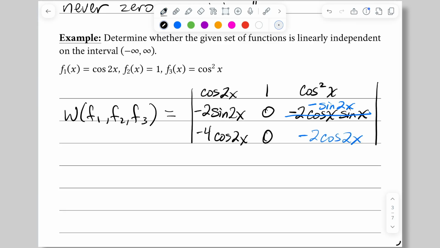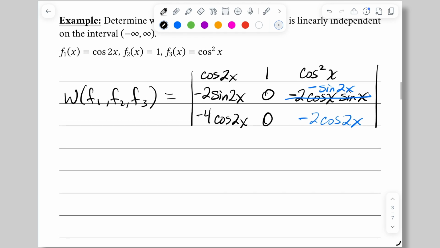If you need to refresh yourself on computing determinants, please do so. I'm going to expand down the middle column because of the zeros. There is a sign pattern for determinants, positive, negative, positive. And expanding down the middle column means I'm going to write down negative 1 times the determinant that you get when you cross out the row and column containing that 1.